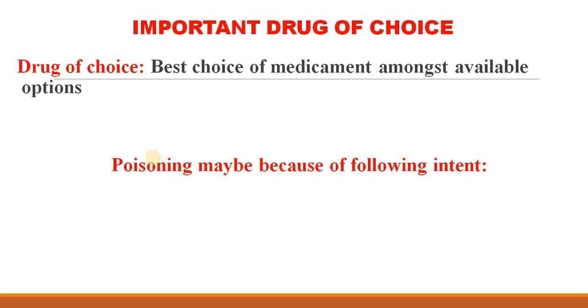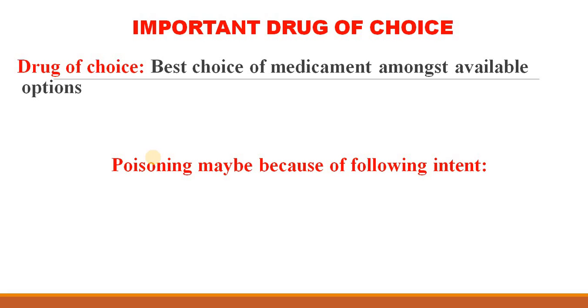For example, in anxiolytics or CNS depressants, in case of sedatives, you have a lot of drugs, but the best choice of medicament among the available ones for a particular disease or a particular condition is known as a drug of choice. So, the best choice of medicament among the available options for a particular disorder.